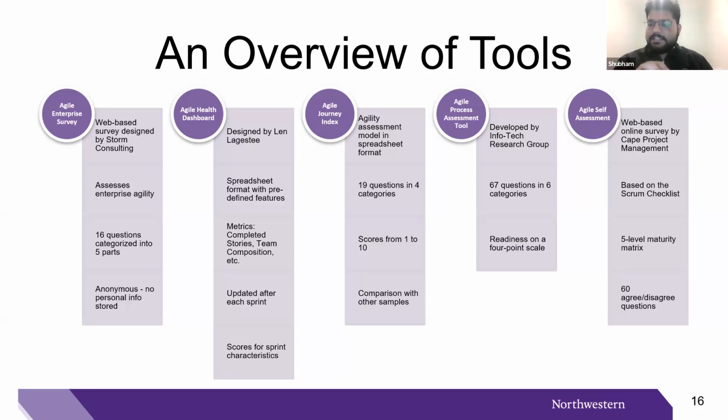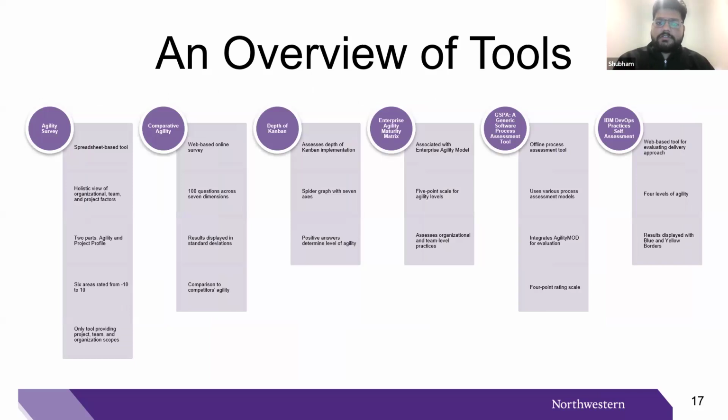Then Agile Self-Assessment. This is again a tool that has been created by Cape Project Management. It's based on Scrum. Again, there are other principles that are not addressed by it. And then you have 5-level maturity metrics in it, from strongly disagree to agree. And then you have around 60 questions as part of this tool. And there are around 6 more tools as such, which are the same thing, but across different areas.